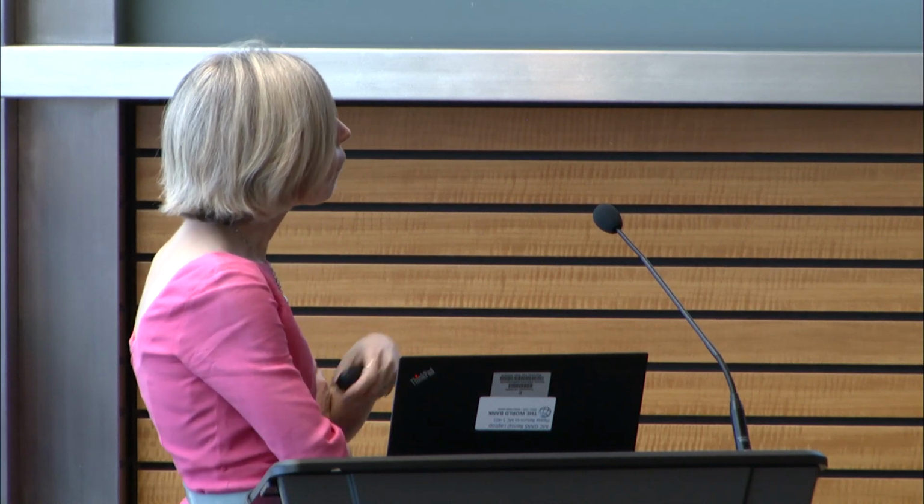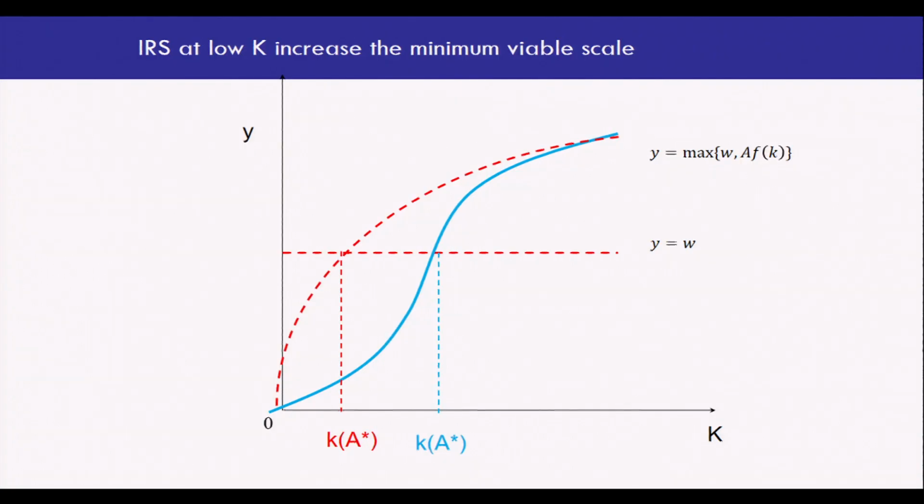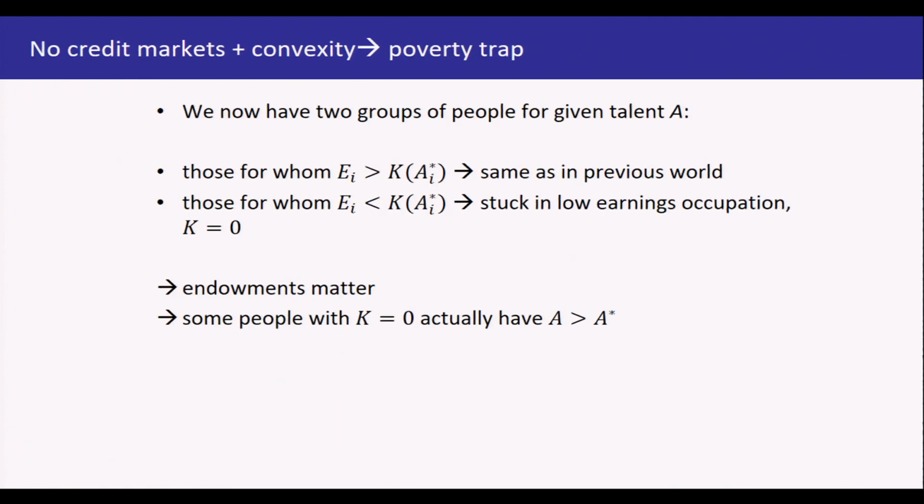However, if F is not concave, if F looks like the S-shaped production function that I've drawn in this chart, then the minimum viable scale for this livestock business will be higher. And you see it in the graph there. That, combined with imperfect credit markets, means that all the people who are born with very low endowments will not be able to borrow enough to reach the minimum scale, even though their A is larger than A star. So in this world, we'll have misallocation.